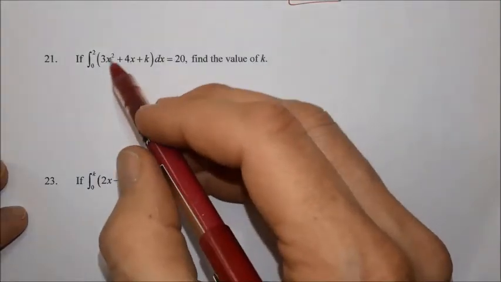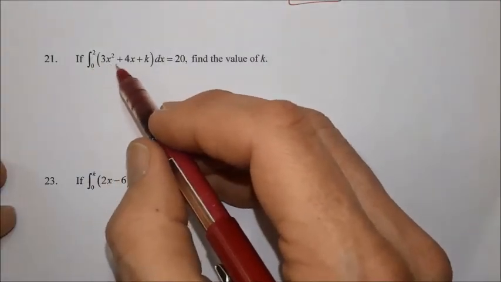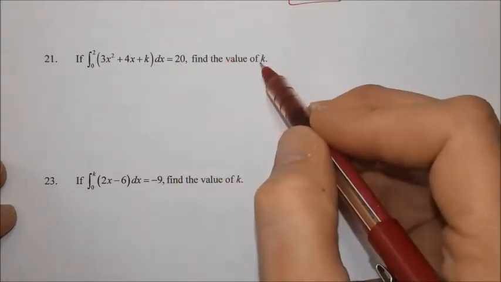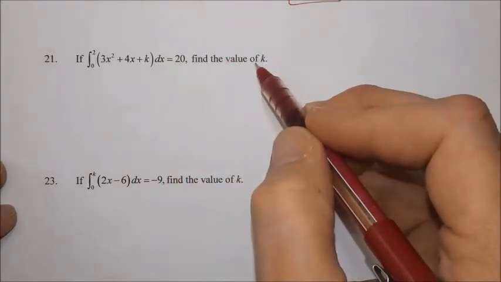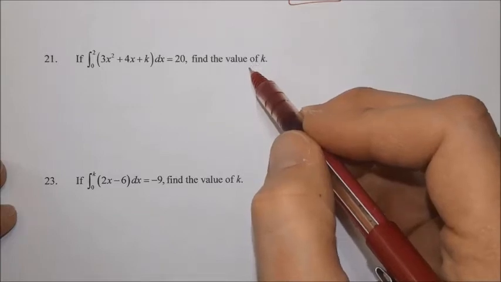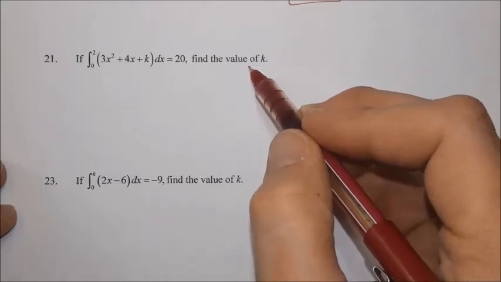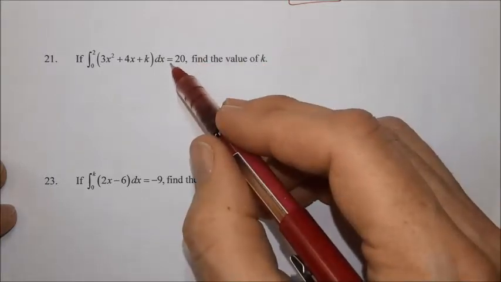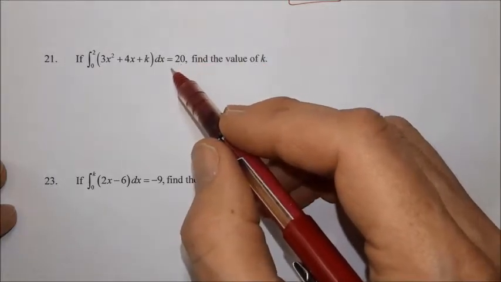For number 21, we have the integral from 0 to 2 of 3x squared plus 4x plus k dx is equal to 20, and we're tasked with finding the value of k. We're going to handle this like we've handled all the other problems. The only difference is that the variable is located on the left side instead of trying to figure out what the right side is equal to. We know what the definite integral is equal to. It's equal to 20. So here we go.